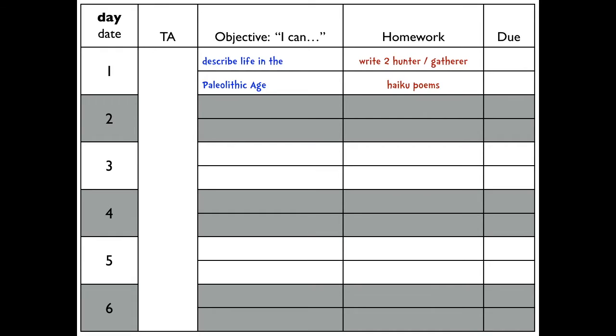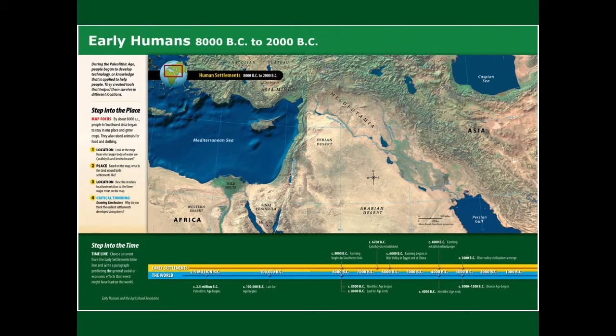So the I can statement today was, I can describe life in the Paleolithic age. And there actually is homework tonight, writing 2 hunter-gatherer haiku poems. More on that later.